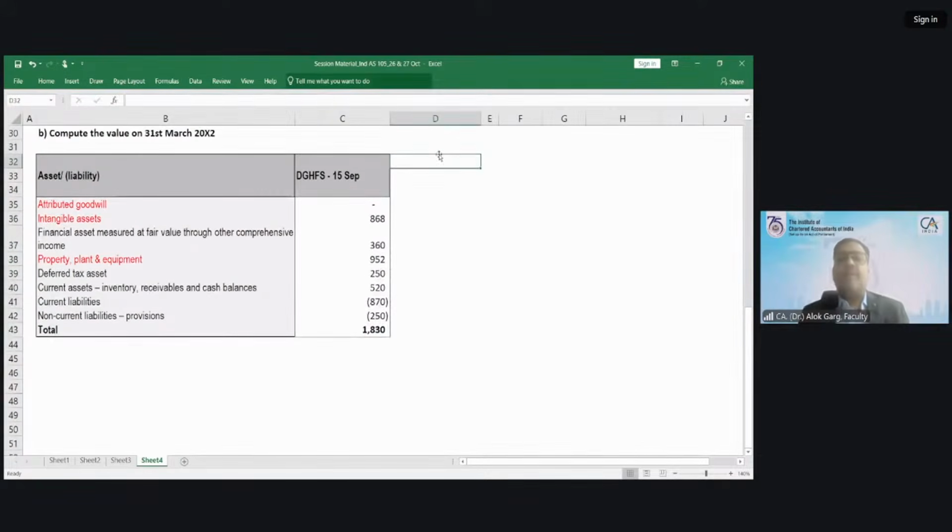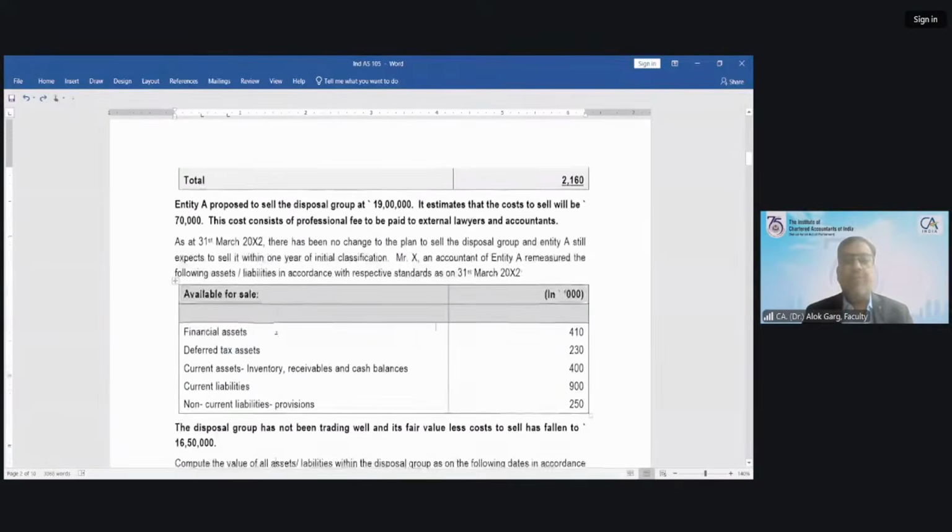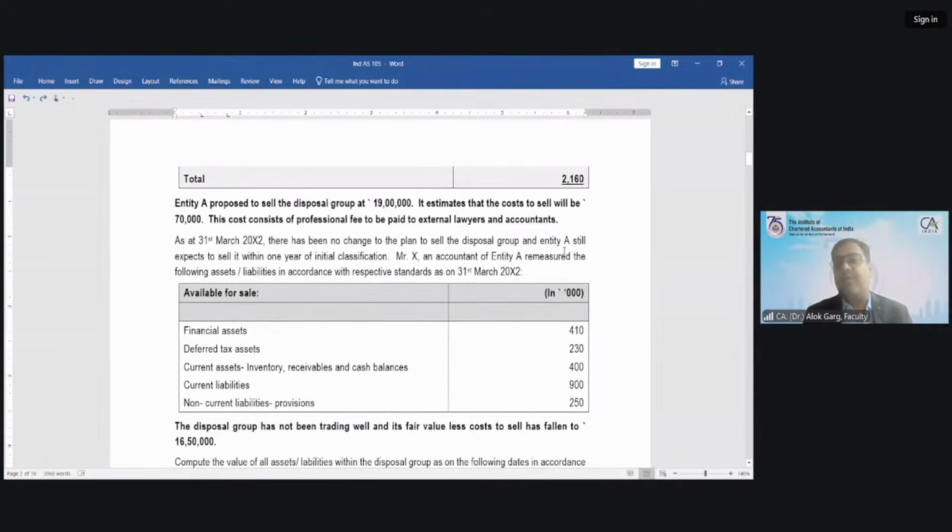Now let's see what information is given for 31st March 20x2. On 31st March 20x2, there has been no change to the plan to sell the disposal group, and the entity still holds it for classification as held for sale. Mr. X, an accountant of an entity, remeasured the following assets and liabilities in accordance with the respective standard as on 31st March 20x2. So these items, financial asset, deferred tax asset, current assets, current liabilities, non-current liabilities, their values are given.